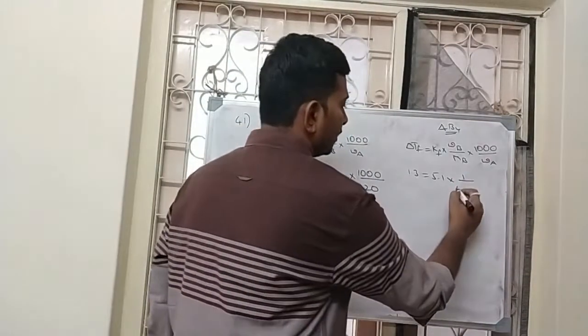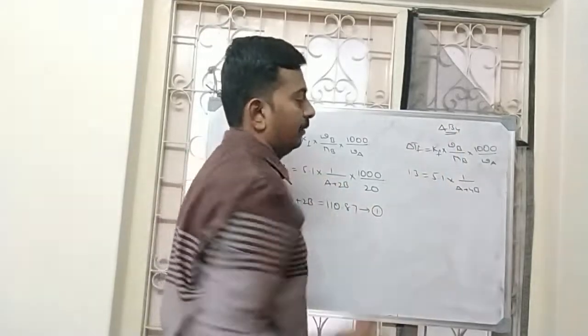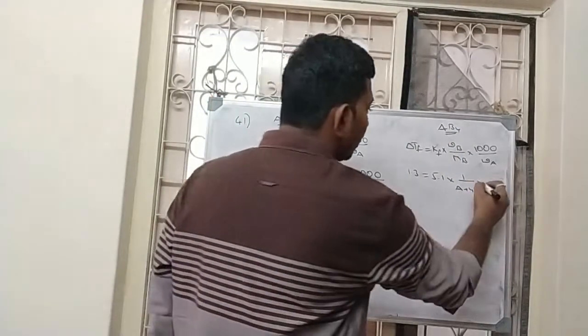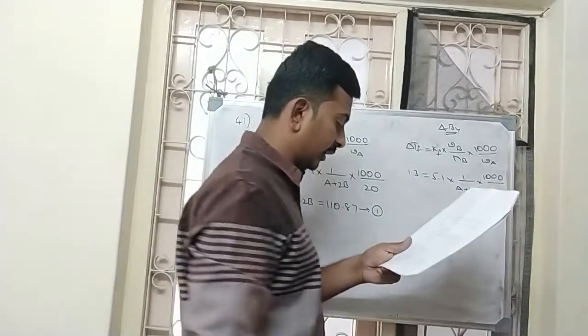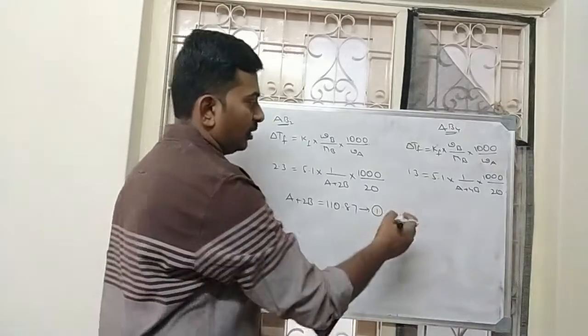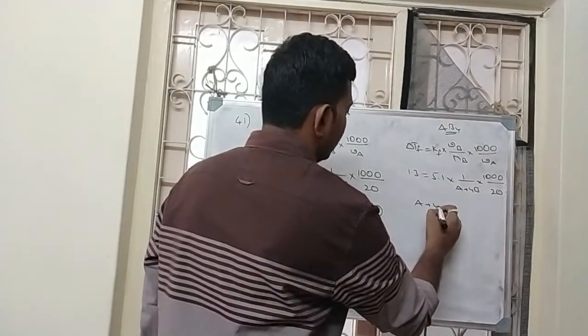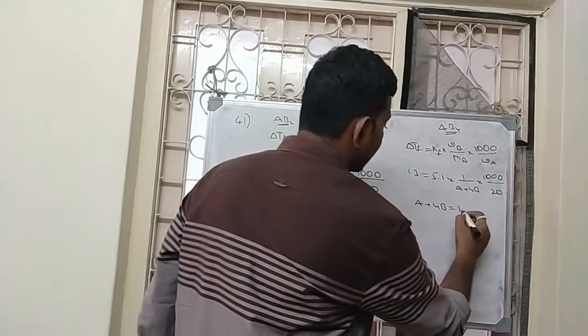By molar mass, which will be A plus 4B here, 1 atom of A and 4 atoms of B, into 1000 by the mass of solvent added, which is 20 grams. On simplifying this, you will get the value of A plus 4B as 196.15.